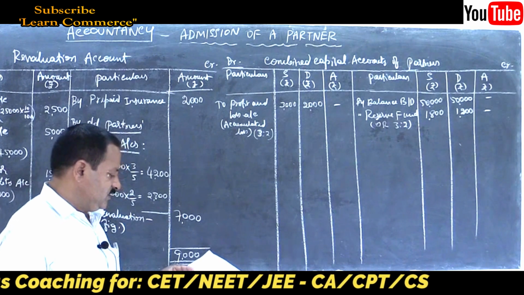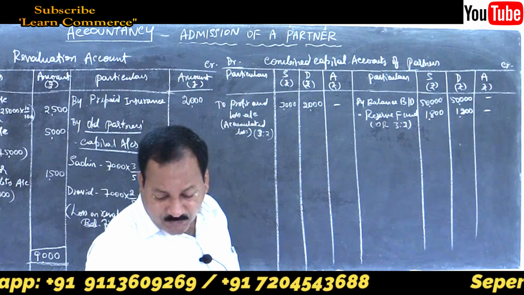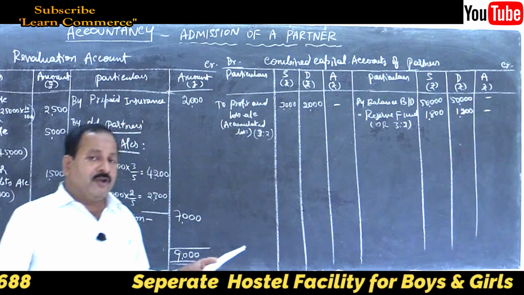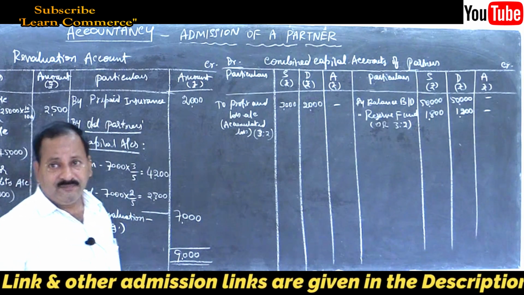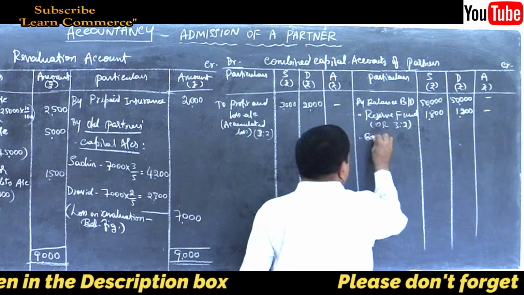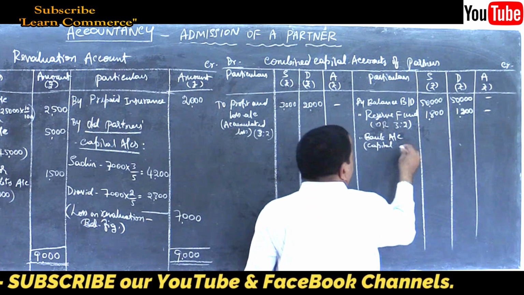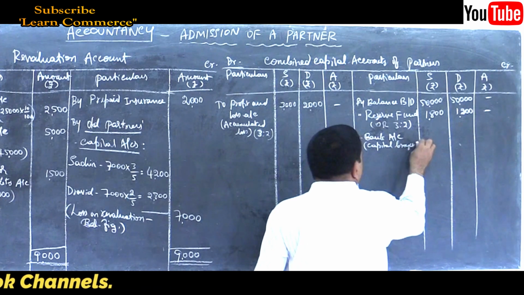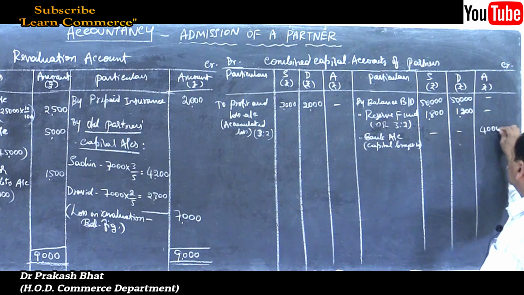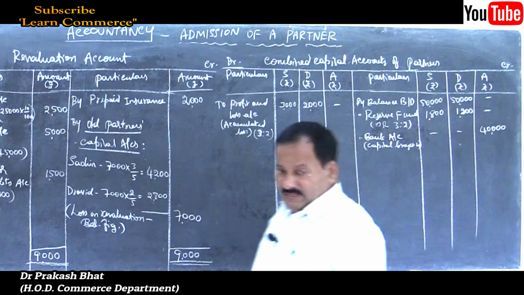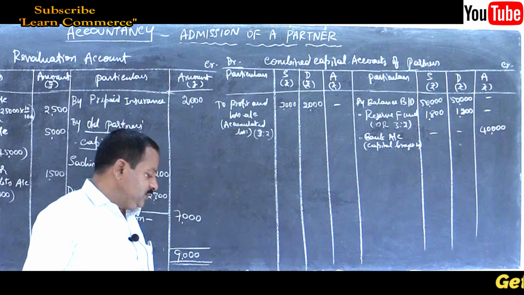Then what else? Yes, there are no other accumulated profits or reserves. Let us move on to the next step, that is capital brought in by the new partner. I told you, let us pass bank entries. So by bank account, capital introduced, write within bracket capital brought in, only in new partners capital account, that is 40,000. That's all. Then what else? Goodwill is there.